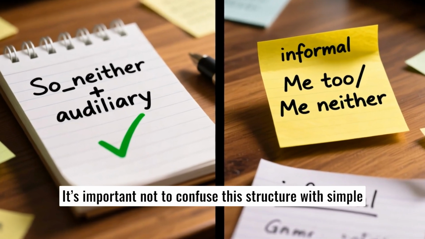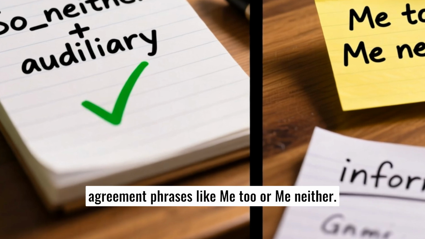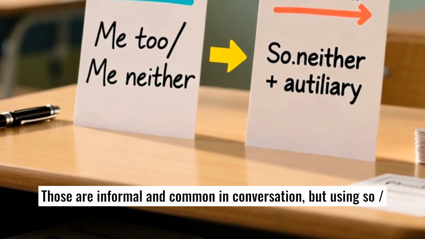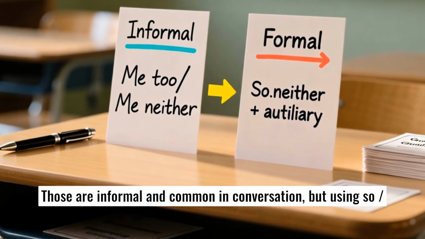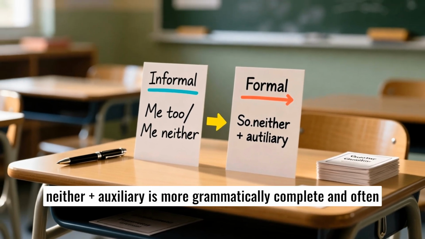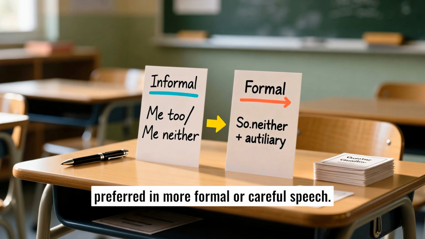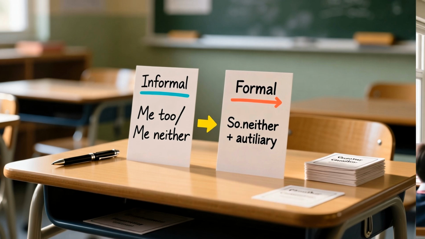It's important not to confuse this structure with simple agreement phrases like me too or me neither. Those are informal and common in conversation, but using so, neither plus auxiliary, is more grammatically complete and often preferred in more formal or careful speech.